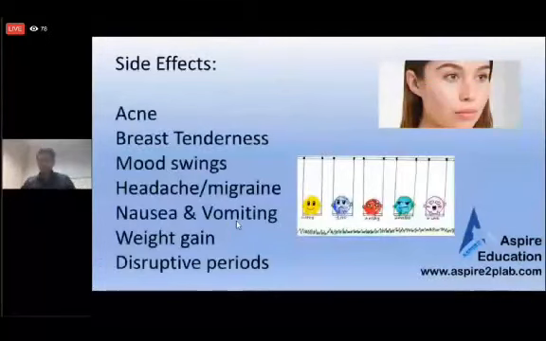So what are the side effects? What could be the side effects of any contraception? So acne, breast tenderness, mood swings, headache, migraine, nausea and vomiting, weight gain, and disruptive periods. As I told you, disruptive periods is very important. This is why you also have to take menstrual history before prescribing these.